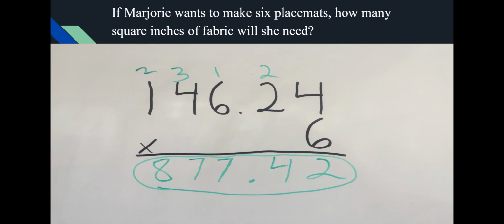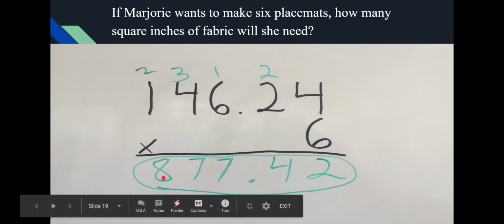All right, and here we have it. As you can see, I took the amount of square inches for 1, which was 146.24, and I multiplied that by 6, and this is what I got. All right.